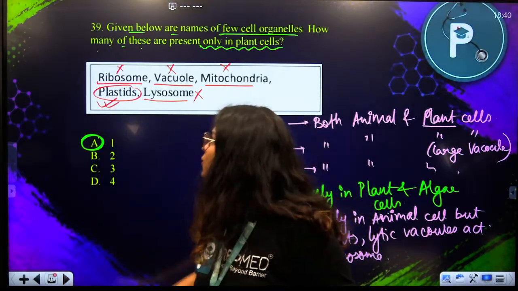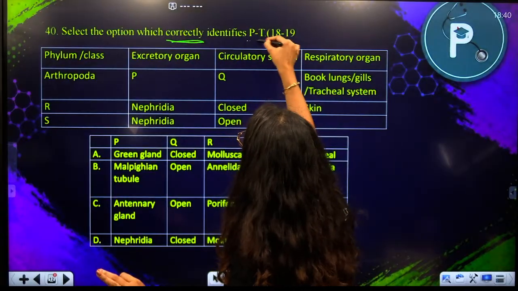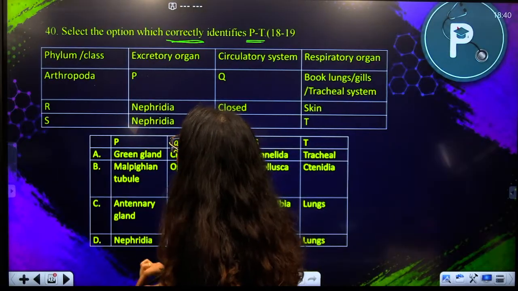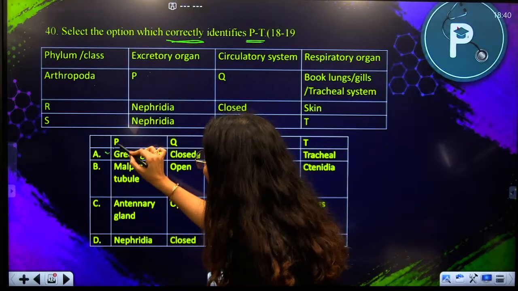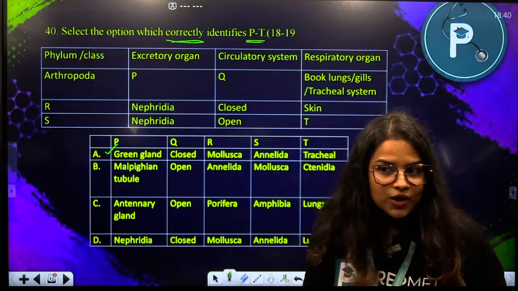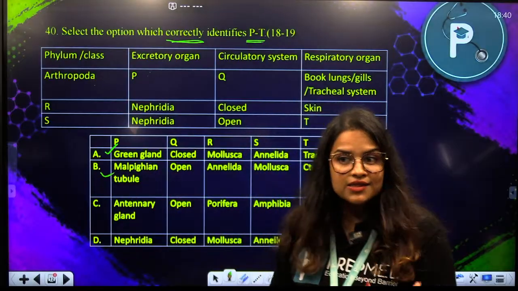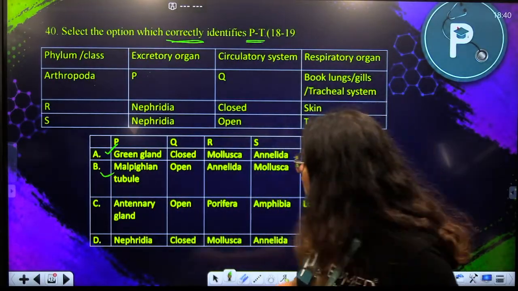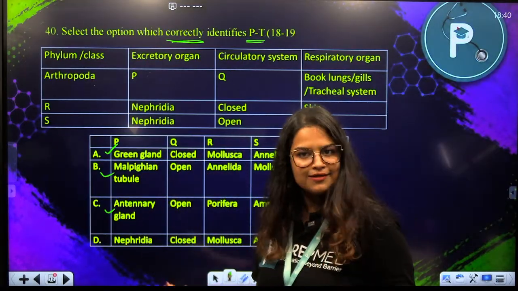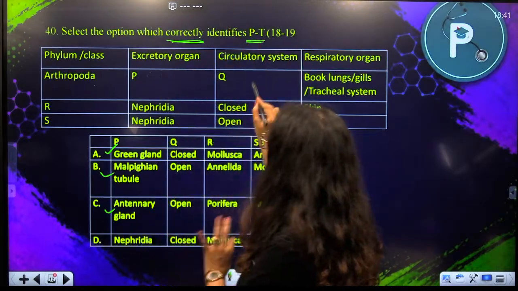Moving on to the next question, question number 40. Select the option which correctly identifies P to T. So let's see here. Arthropoda, excretory organ. So excretory organ could be green gland. Yes, in crustacea. Crustacea also your arthropoda, they belong to arthropoda. Malpighian tubule, absolutely. Insects are your arthropoda, right? Antennary gland is the other name of green gland. So that is also present in crustacea only. So these three could be the answer for P, but let's see Q.